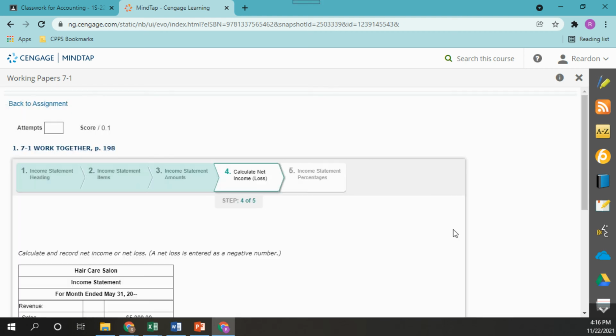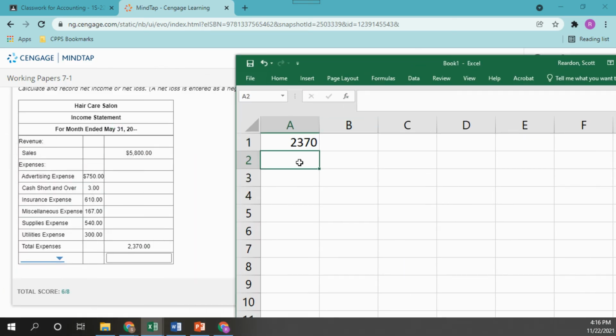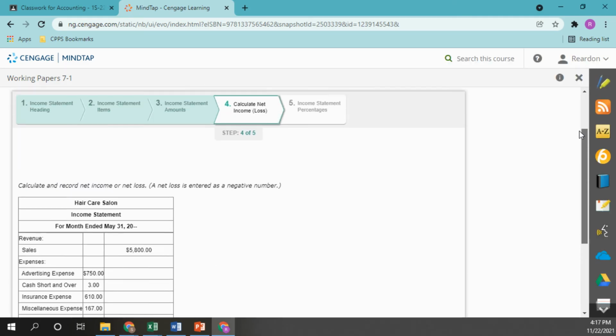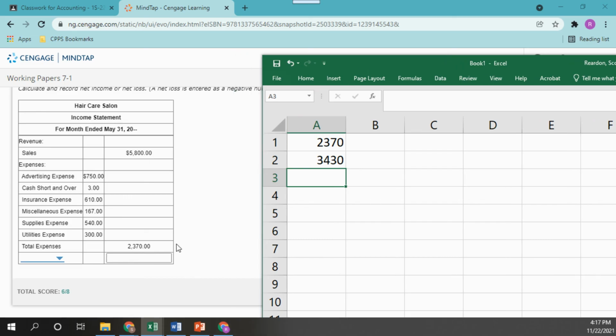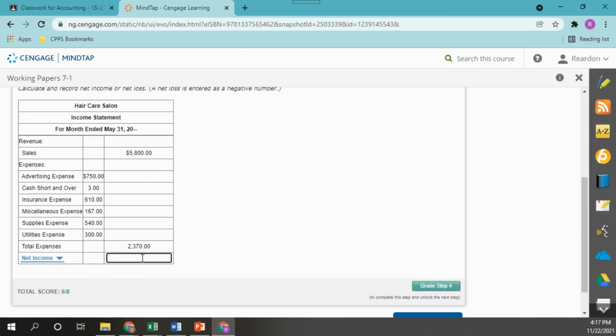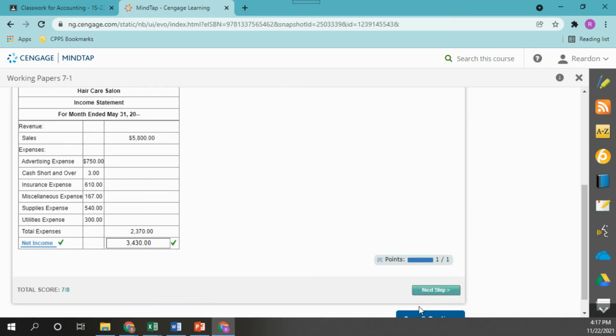Okay, very good. Next step. Calculate net income, net loss. My revenue is greater than my expenses. I'm going to come down here and, once again, use my worksheet as a cross check. Equals 5,800 is my revenues minus 2370, my expenses, 3430. We don't have access to the income statement or the worksheet anymore, do we? No, we don't. So it looks like 3430 is going to be my net income. Make sure you say net income, income greater than expenses, 3430. Grade step 4. 1 out of 1. I'm getting there. Next step.